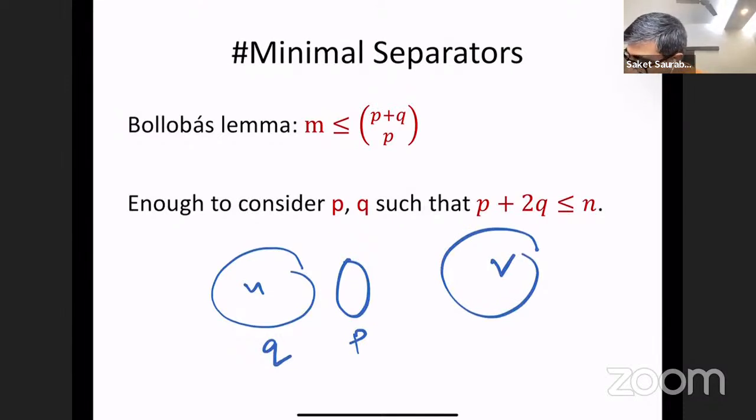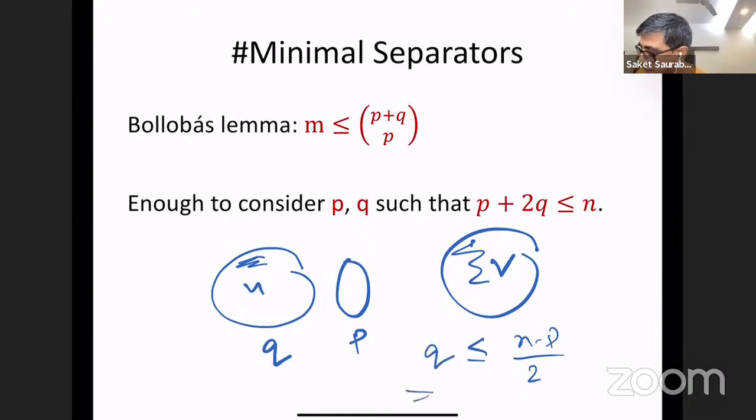Because look, either the component containing U or the component containing V is at most N minus P by 2. By the pigeonhole principle, at least one of them has size at most half. So suppose Q was like this, then 2Q plus P should be less than or equal to N. It is possible that for some Q this does not happen, but in that case I would have counted the separator from the V side and the same property holds. So it is enough to consider P comma Q such that this property holds.